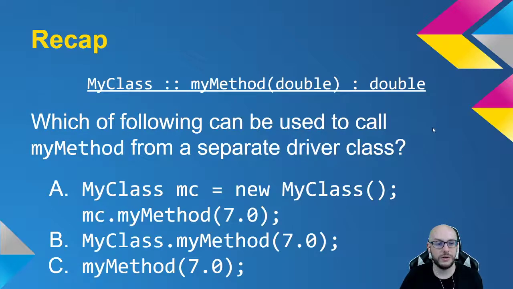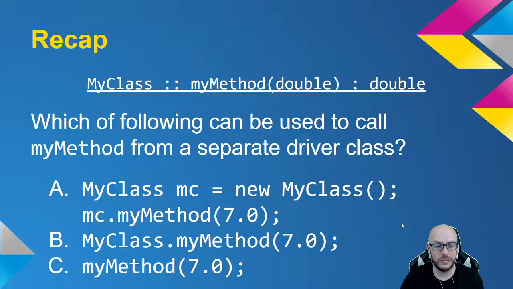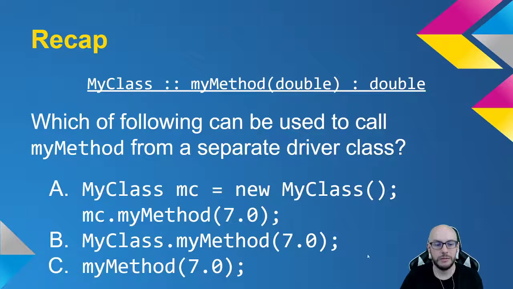Which of the following can be used to call myMethod from a separate driver class? Right here I'm trying to create an instance of MyClass and then call it. Here I have an implicit parameter and I'm trying to call this static method. That's not going to work. Choice Bravo, I'm referring to the class that myMethod is defined in. That looks pretty good to me. Charlie is not going to work because we're trying to call it from a separate or driver class. If I was literally in MyClass, Charlie would actually work, but because we're calling it from a separate class, Bravo is our answer here.